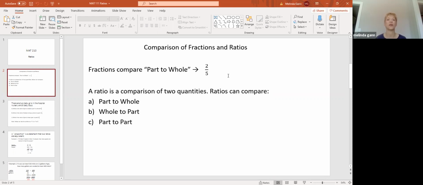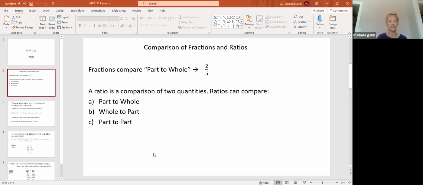So fractions do one thing really well, kind of like Chick-fil-A, all right? It does part to whole extremely well. Ratios are a bit more versatile, okay? With ratios, you have to know the context of the problem because ratios can do three different things. They can also compare part to whole like a fraction, but they can also compare whole to part, or they can even compare part to part. So when you look at a ratio, you know it's comparing two things, but you don't know by just looking at it, the way you do with a fraction, whether that top number is a part or a whole, or whether that bottom number is a part or a whole.